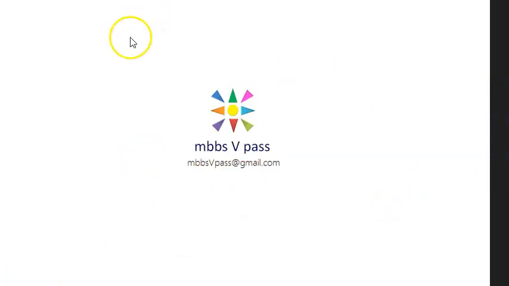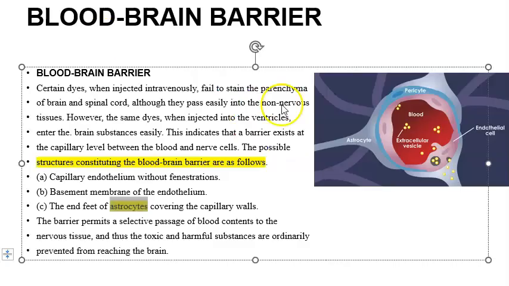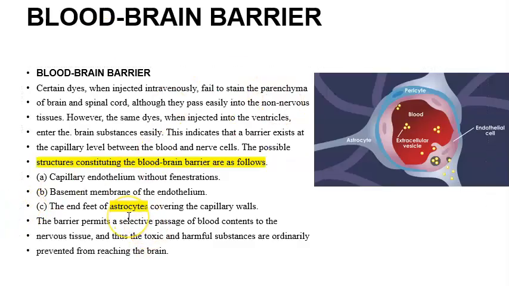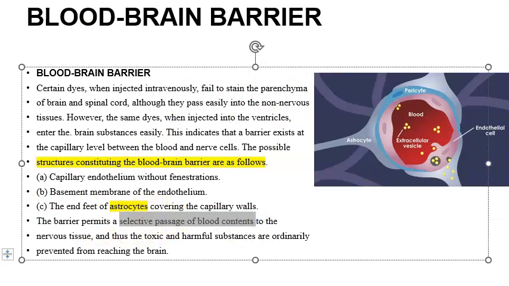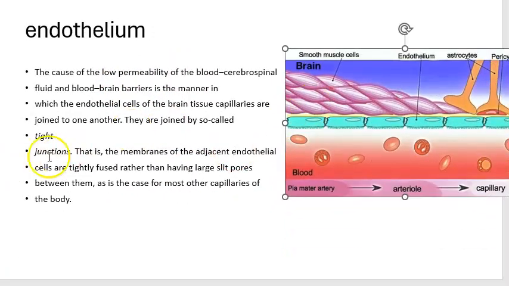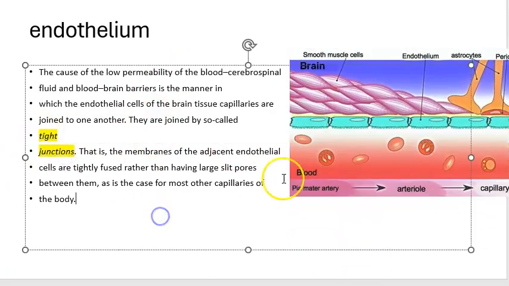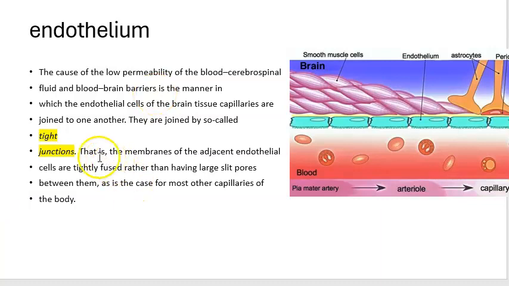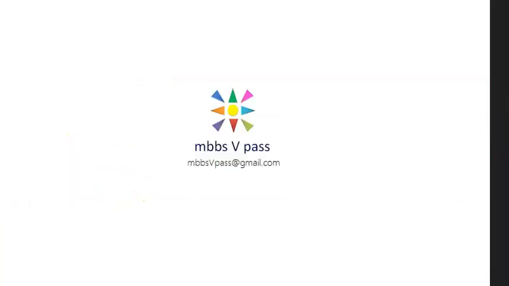All these structures are protecting the brain, filtering the blood. Actually, filter is more of a kidney type of word, so I would say it is a barrier. It is a selective passage of blood contents to the nervous tissue, so that toxic and harmful substances are prevented from reaching the brain. Now, what about the endothelium? We already told you, the endothelium has tight junctions and no fenestrations. Tight junctions means there is no gap. So one more point you have to add here for the endothelium: there are tight junctions. So blood-brain barrier, let's continue.